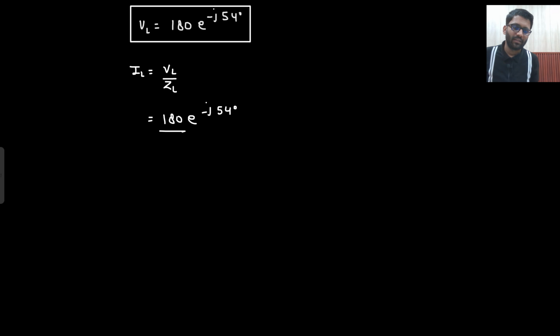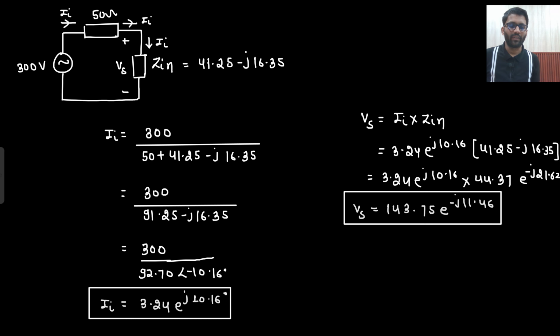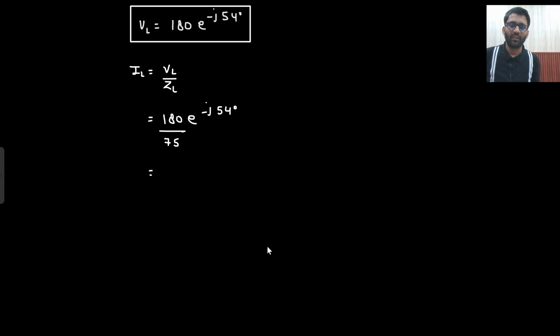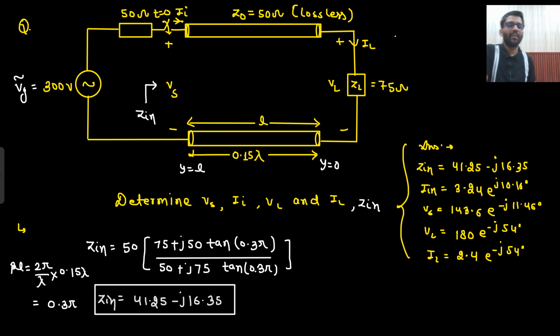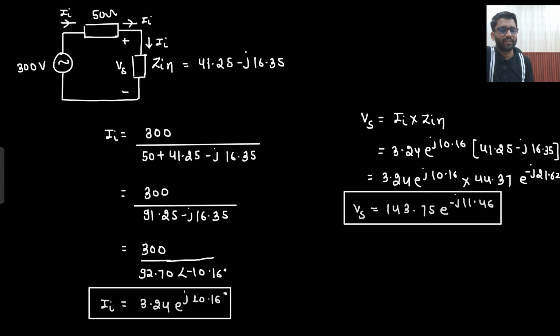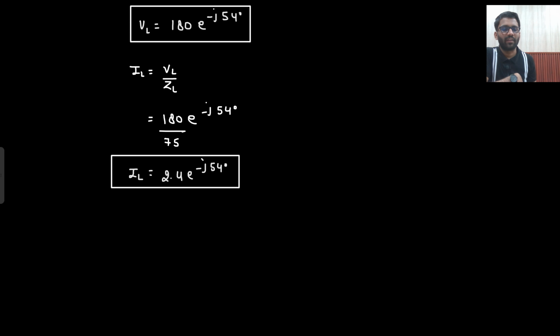What is ZL? ZL is 75. So divided by 75. So 180 divided by 75. So 2.4, roughly around 2.4. Yeah, 2.4 e to the power minus j 54 degree. So these kind of easy questions can be asked to you, but you just need to know that this analysis we have done at steady state, and if we have done this analysis at steady state, that means we will start by replacing Z in, then we will find the value of Z in, then we will find I in and Vs, and then in the equations we can replace the things and we will get our answer.